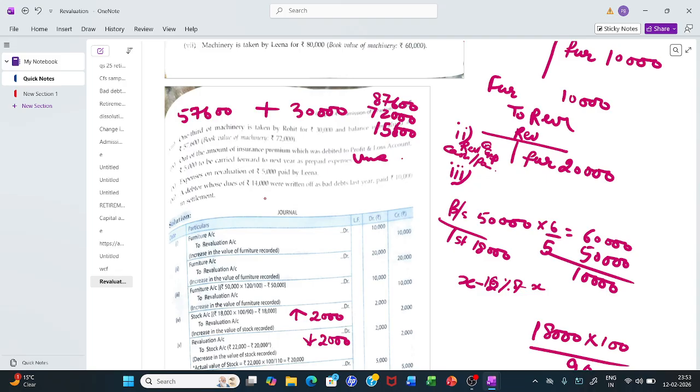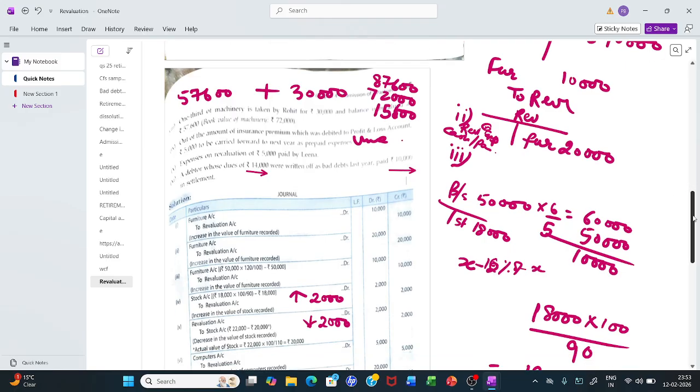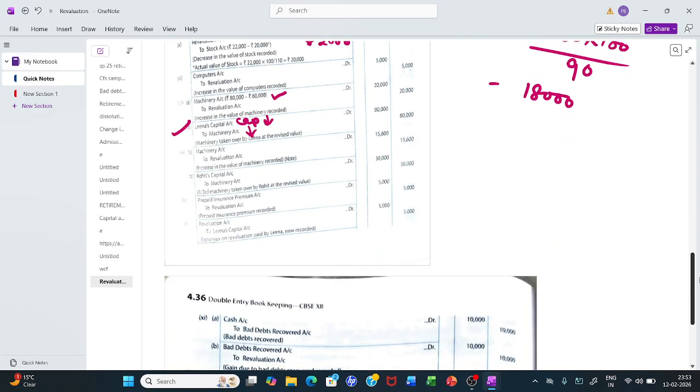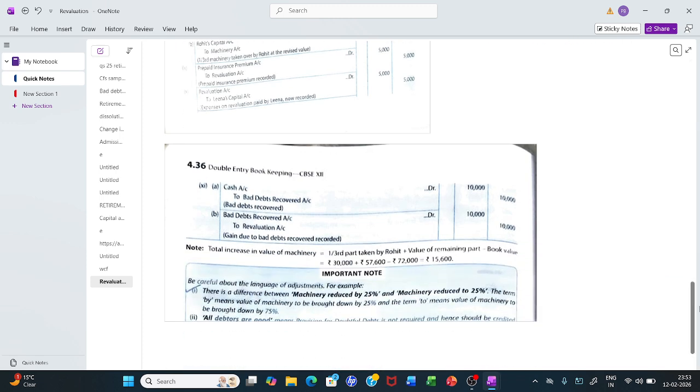A debtor whose due of 14,000 was written off last year paid 10,000 now. So the amount of concern here is 10,000. This is bad debt recovered for us. It will come on the reval credit side.